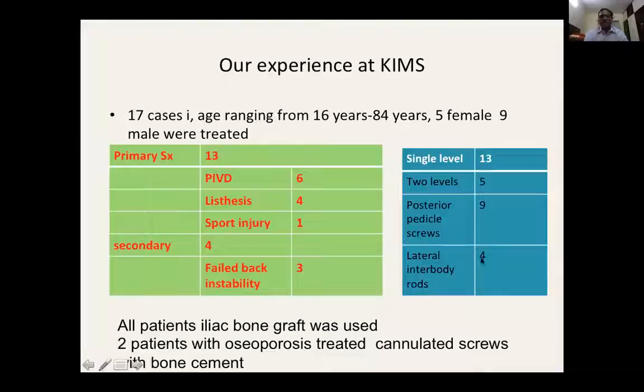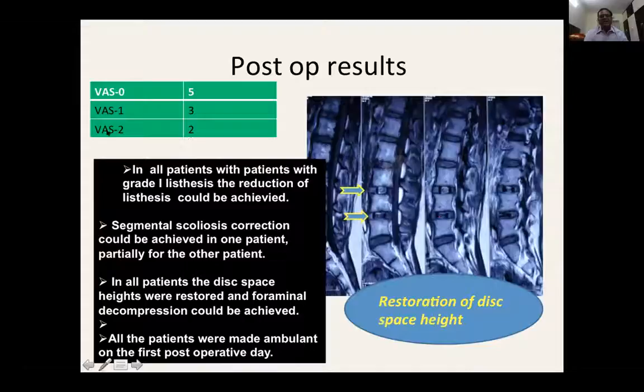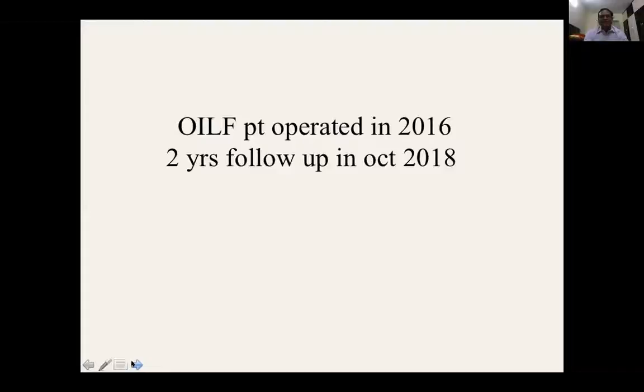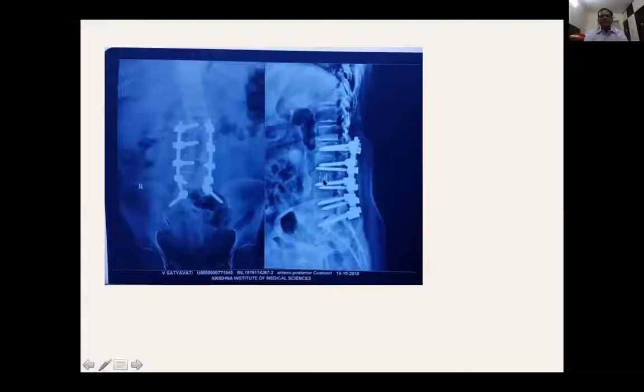And what did we achieve? Fusion was achieved in 5 of them, with 0 of 5 grade, and 3 of them had a grade of 1, and 2 of them a grade of 2. And the significant thing was the restoration of the disc height and restoration of the foraminal height also. So segmental correction of the scoliosis also could be achieved. We started operating in 2016. We had 2 years follow-up, and this is one of the cases which was done 2 years ago. It shows good bony fusion also.